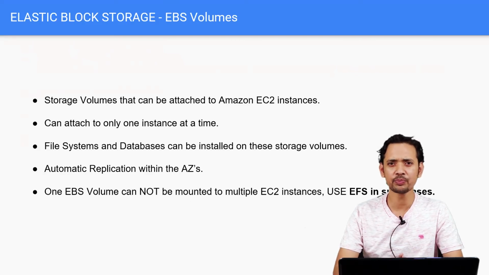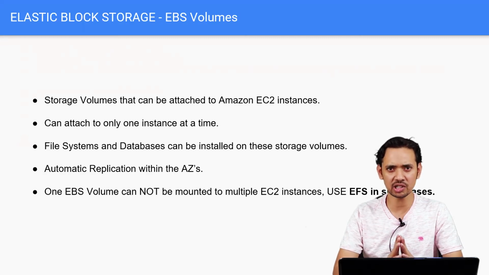So to reiterate, EBS volumes are created within an availability zone and they can be attached at one time to a single EC2 instance. You cannot attach one EBS volume to multiple instances at the same time. If you want that kind of use, you better use Elastic File Storage, EFS. We'll talk about that service in some later section.